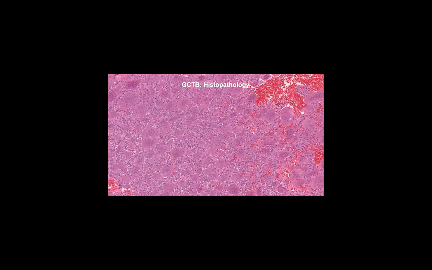And this is the histology. These tumors have a really characteristic pattern of evenly spaced giant cells, and then the background mononuclear cells are kind of ovoid to epithelioid. Sometimes they can be spindled, but importantly, there's no cytologic atypia in the mononuclear component.